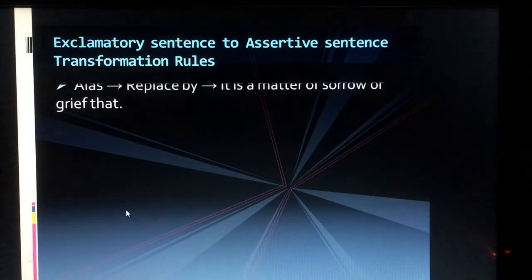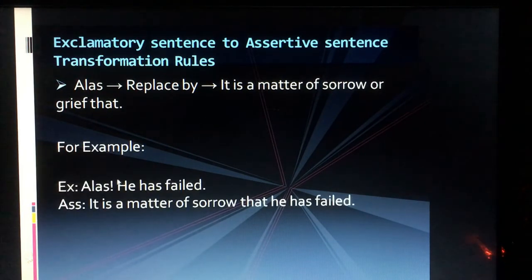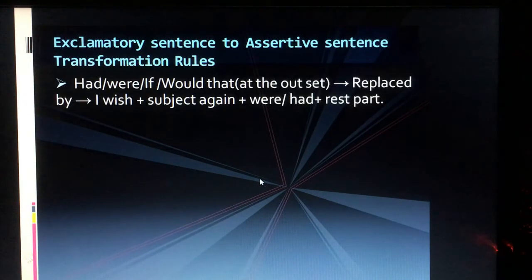Next, what we have? Alas. We know that we use this for sorrow. So we will replace it by it is a matter of sorrow or grief that. Let's see, for example, alas, he has failed. It is a matter of sorrow that he has failed. Full stop.